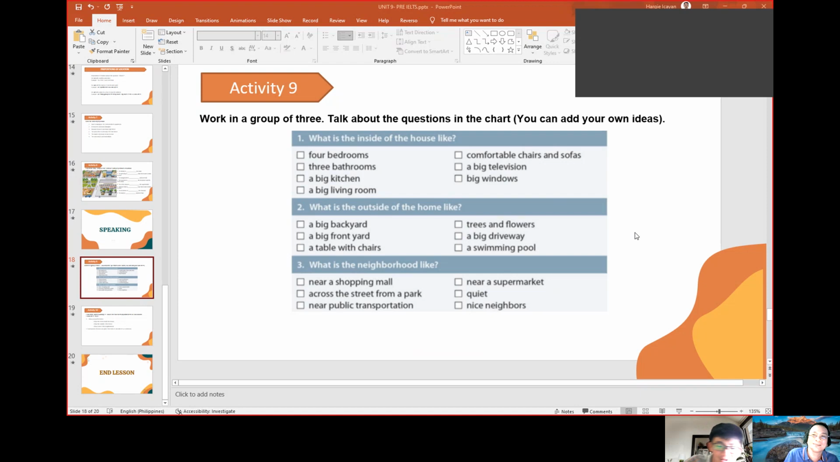Your eldest son must be very stressed about applying as a freshman in college. Yes, I think we have to encourage him, don't put a lot of pressure on him, and try to make him feel positive.